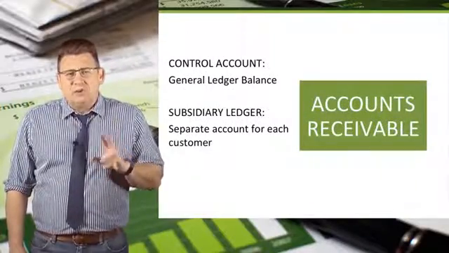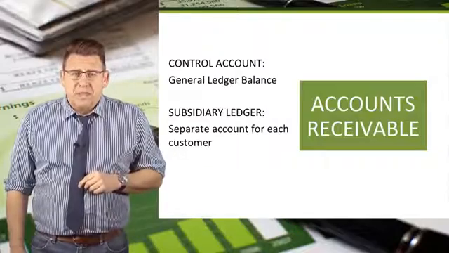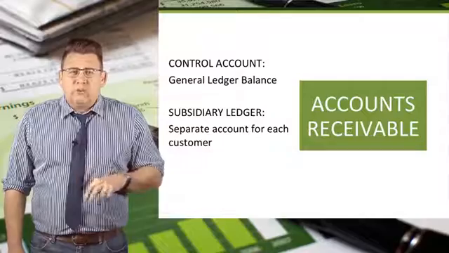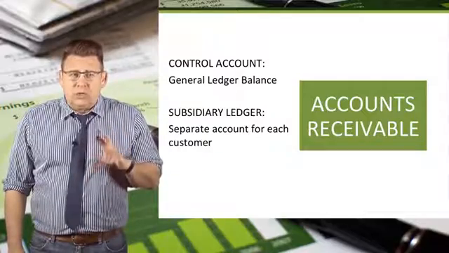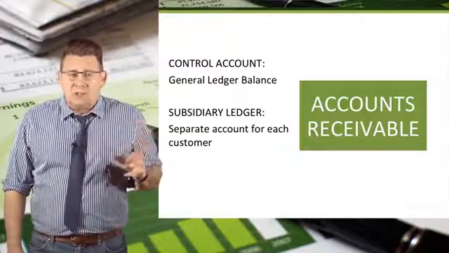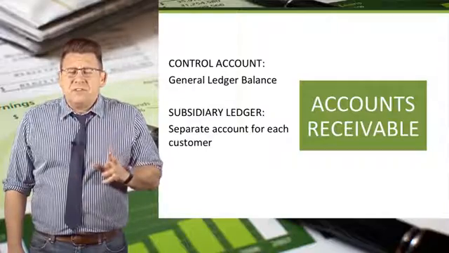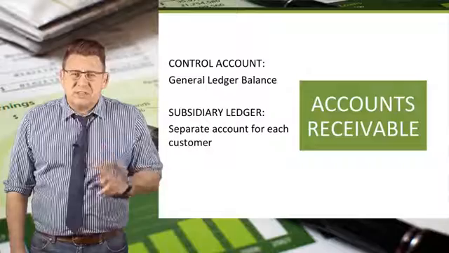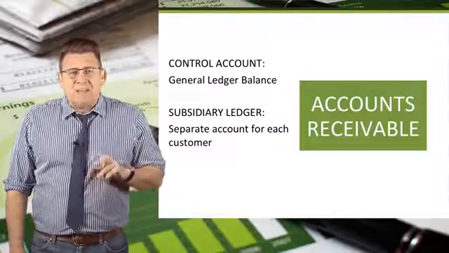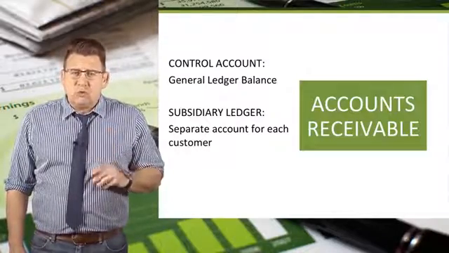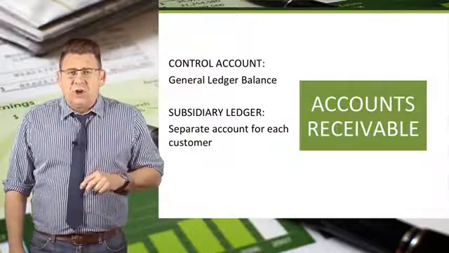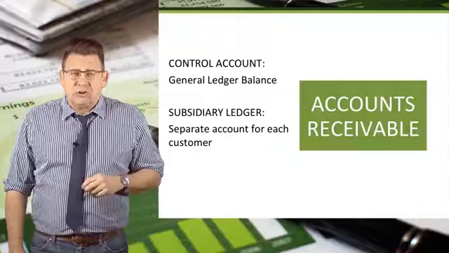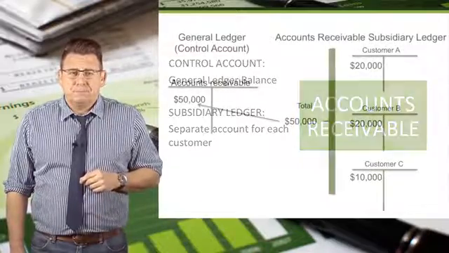Most companies have two records of accounts receivable. They have the general ledger accounts receivable account, which presents the amount owed to a company from all of its customers. Often this is known as a control account. They also have subsidiary accounts that track the amount owed by each individual customer. The total of all the subsidiary accounts needs to equal the general ledger control account balance.